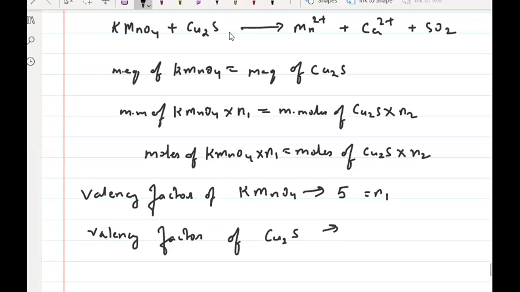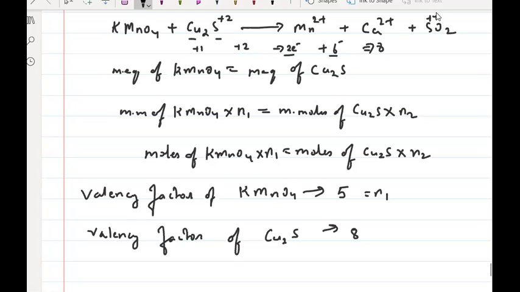Someone asked me regarding what can be the maximum valency factor? See, valency factor is not the same as oxidation number. You should remember. Yes, very good, Anamika. It is 8. So in Cu2S, we have two entities, Cu and S. Cu is changing from +1 to +2, and 2 Cu is changing, so 2 electrons are exchanged. Now, S is changing from -2, my bad, -2 to +4. So this is losing 6 electrons. So Cu is losing 2 electrons and S is losing 6 electrons. So the total electrons lost is 8. So for Cu2S, the valency factor is 8. Got it, everyone?